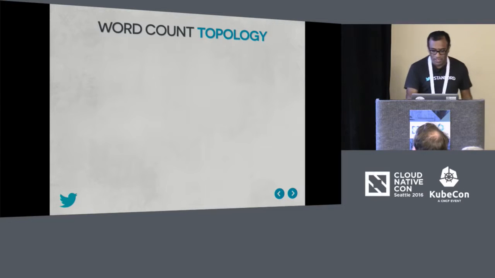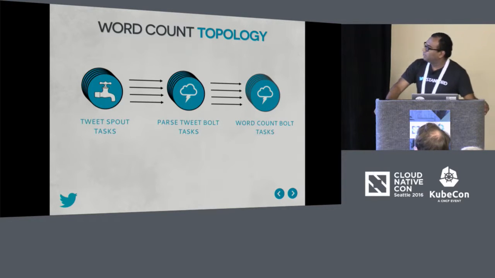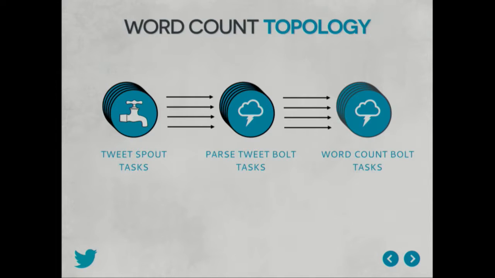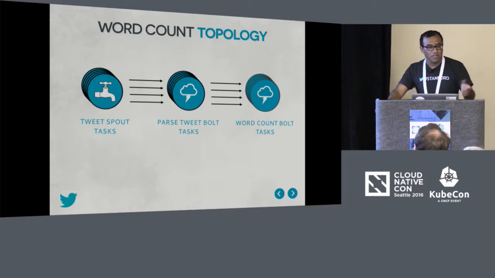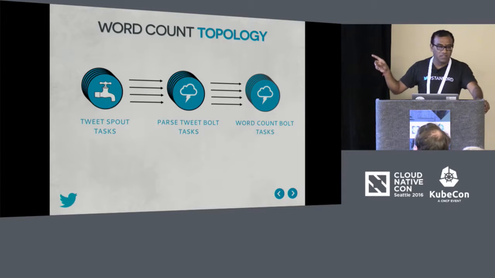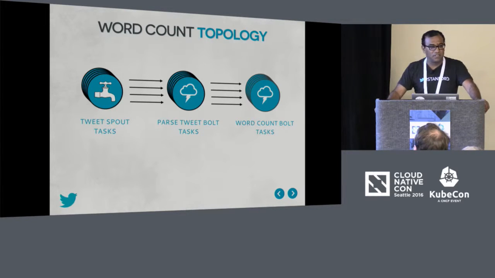In reality, the physical plan looks like this, where you have multiple tweet spout tasks, multiple parse tweet bolt tasks and multiple word count bolt tasks. And this is what we call parallelism. You can give any number of parallelism for each one of those stages. So you can say I want 50 instances of tweet spout, 100 instances of parse tweet bolt and 200 instances of word count bolt, depending upon how much CPU, how much memory they need, and all the various things. So this is what you call the physical plan when it gets realized in the execution stage.